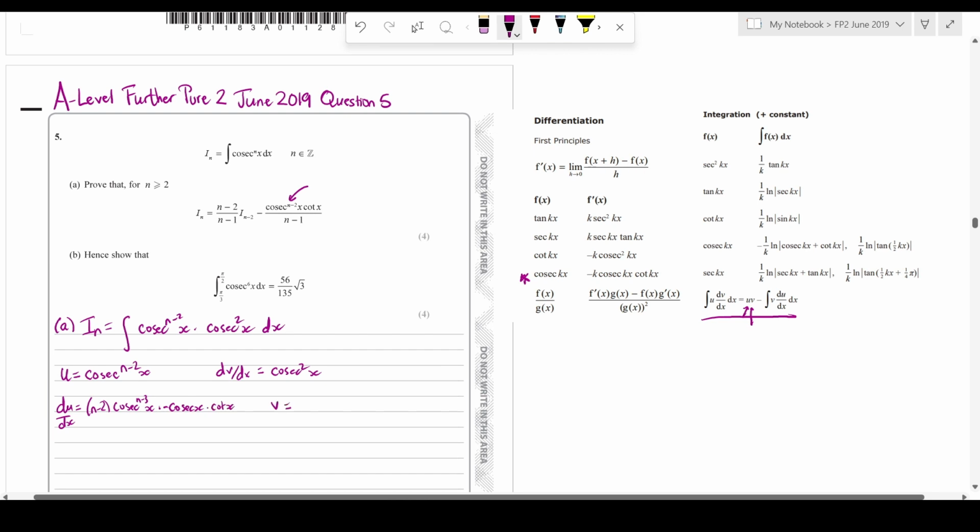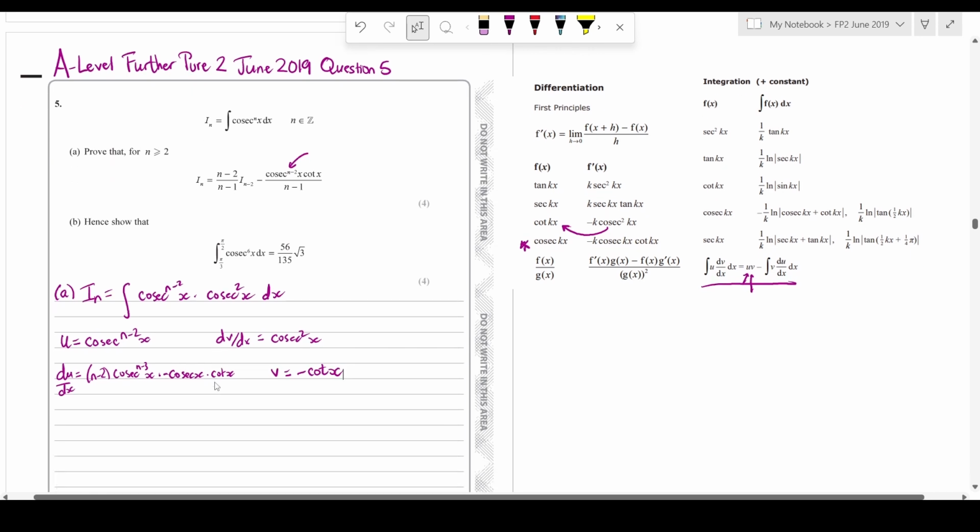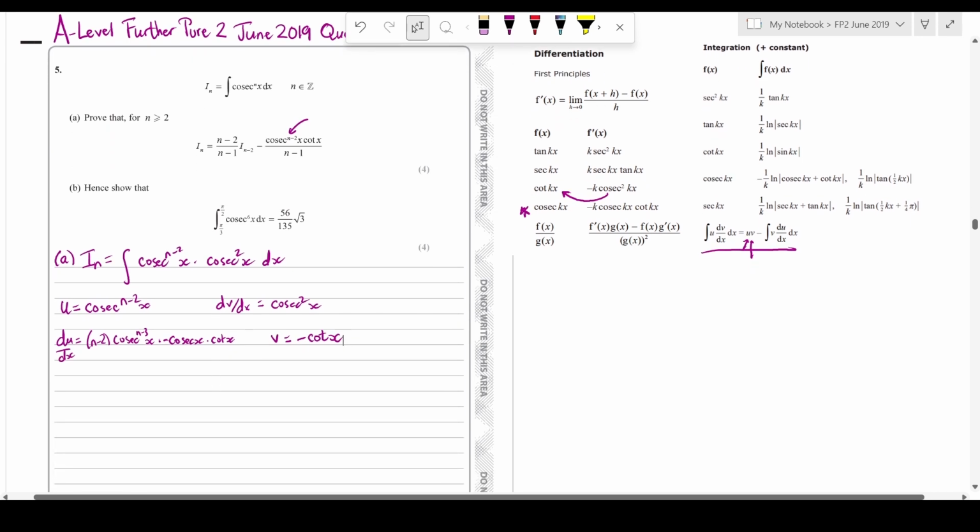And for v, we need to integrate cosec squared. It's a useful one to know, but you might look at the integration section and think, I'm not given the integral of cosec squared. Look at your differentiation column though. If cot differentiates to minus cosec squared, then the integral of minus cosec squared is cot. So the integral of cosec squared is going to be minus cot. As I say, if you haven't got that formula open and aren't thinking about that, this question will be quite challenging for you. So that's good exam technique.